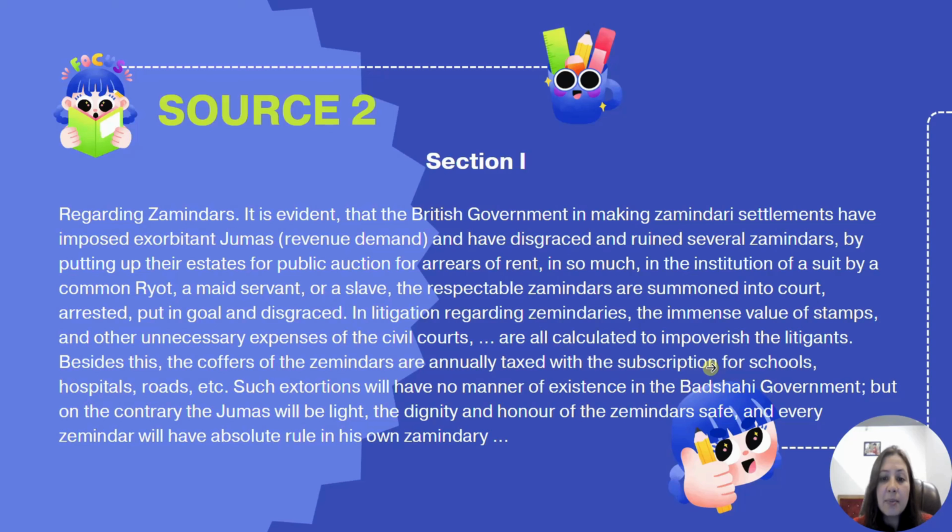So it is evident that the British government in making zamindari settlements have imposed exorbitant jummas and have disgraced and ruined several zamindars by putting up their estates for public auction for arrears of rent, in so much that on the institution of a suit by a common ryot, a maidservant or a slave, the respectable zamindars are summoned into court, arrested, put in gaol and disgraced. So the ryot, this is a term which is used for the farmers.